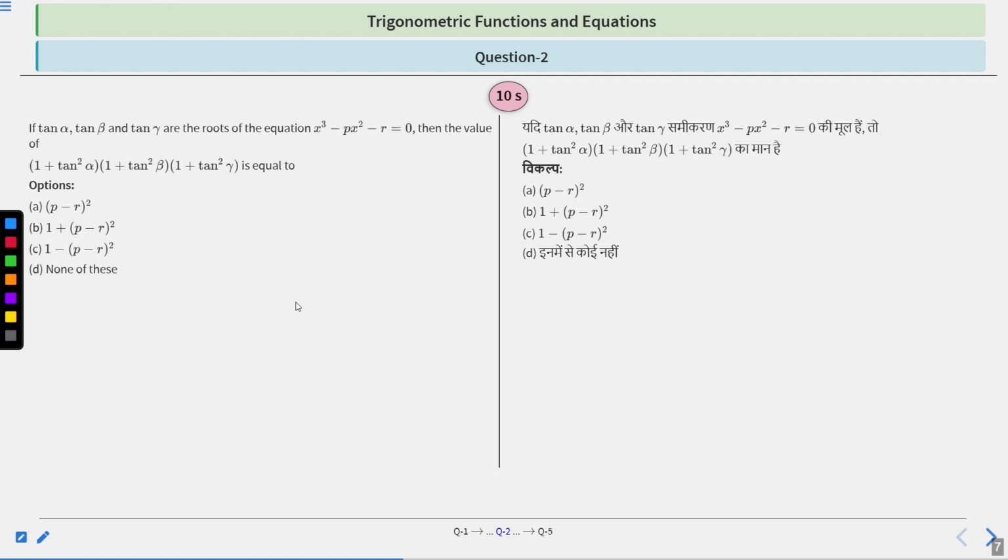Now, the hint of this question is we are given a cubic equation of which we have different roots, which are tan alpha, tan beta, and tan gamma. Now we know that sum of roots is minus b by a, product of roots is minus d by a, and sum of product of two roots at a time is basically c by a. Clear? So in this way, you can try to approach this question. You have 10 seconds to solve or think about this question. After 10 seconds, we will move to the solution part.